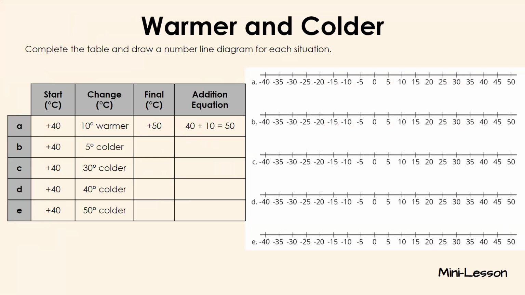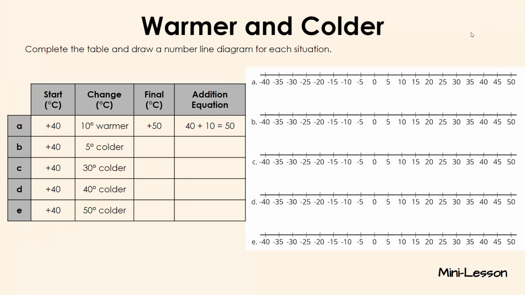So we're going to complete this table and draw a number line diagram for each situation. We're starting at 40 degrees each time, and then there's a change. We're going to put down what the final temperature would be, and then we're going to write an addition equation, which means there's an addition sign in there.